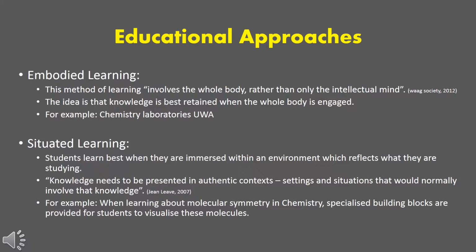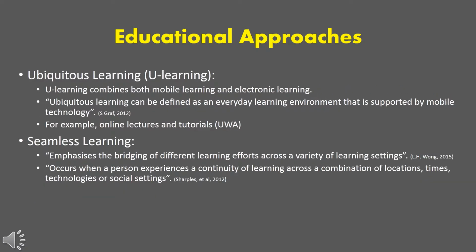Whereas situated learning suggests that students learn best when they are immersed within an environment which reflects what they are studying. For example, when learning about molecular symmetry in chemistry, specialized building blocks are provided for students to visualize these molecules. Ubiquitous learning combines both mobile learning and electronic learning, for example, online lectures and tutorials, whereas seamless learning emphasizes the bridging of different learning efforts across a variety of learning settings. It is seen as on-the-go learning and takes advantage of being able to study anywhere, anytime.